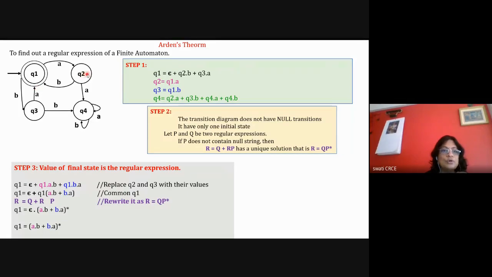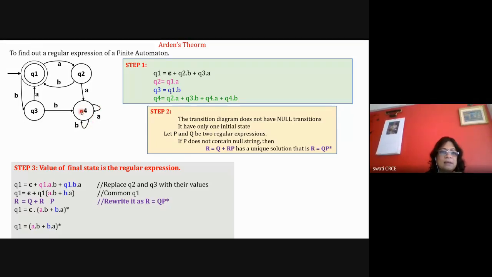Now I'll write for Q2. See the incoming transition: there is only one, from Q1. So Q2 is equal to Q1A. Now for Q3, there is only one incoming transition from Q1, so Q3 is equal to Q1B. And for Q4, I need to check how many incoming transitions there are. There are three. One is from Q2, so it is Q2A, then Q4A, and Q4B.